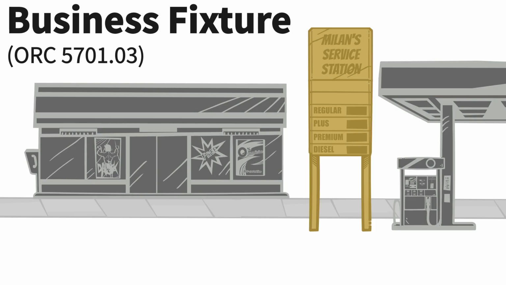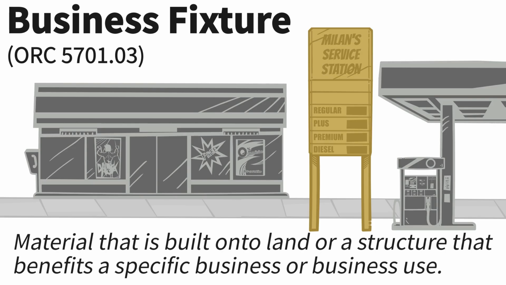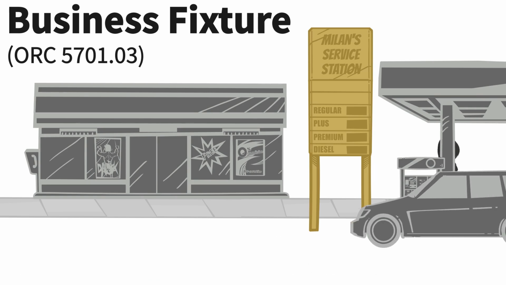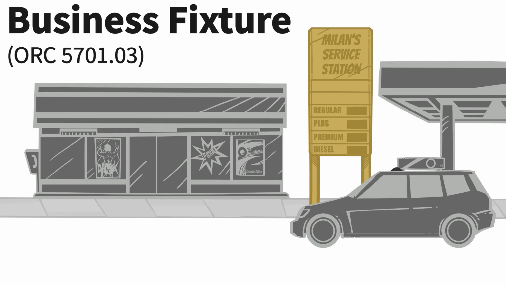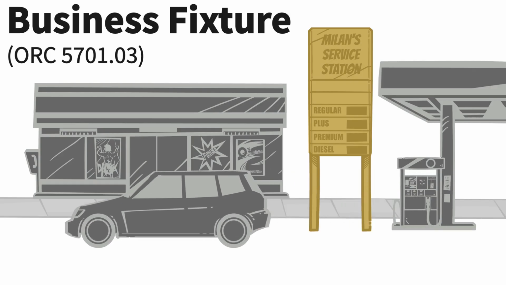A business fixture, on the other hand, is material that is built onto land or a structure that benefits a specific business or business use. The next property owner would have no use for a business fixture improvement and must either remove it or work around it. Milan's custom sign is considered a business fixture because it's built specifically to advertise his business. The sign benefits the business specifically and not the retail location in general.